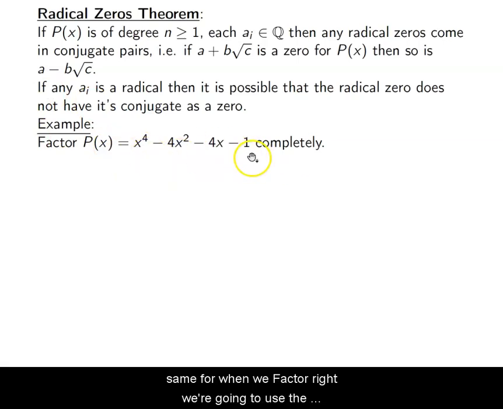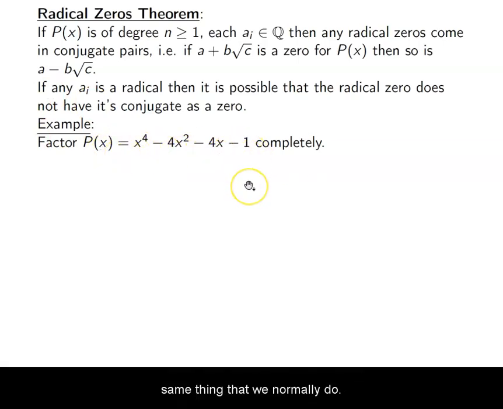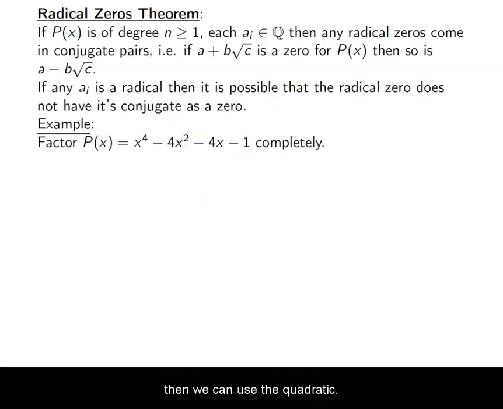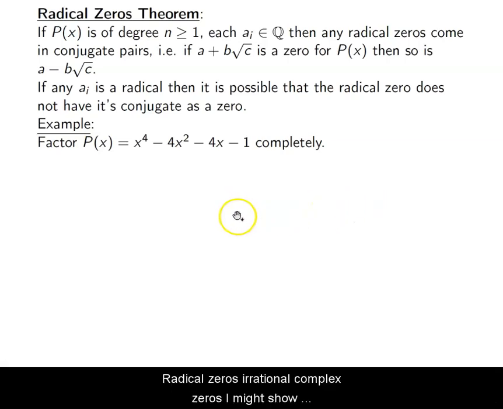Same for when we factor, right? We're going to use the same thing that we normally do, the synthetic division, as well as the rational zeros theorem, and we're going to whittle down our polynomial as much as we can until we're left with hopefully a quadratic, and then we can use the quadratic formula and find any radical zeros or rationals or complex zeros that might show up, right? So here, same thing as normal, right? We're not going to go about this any different.